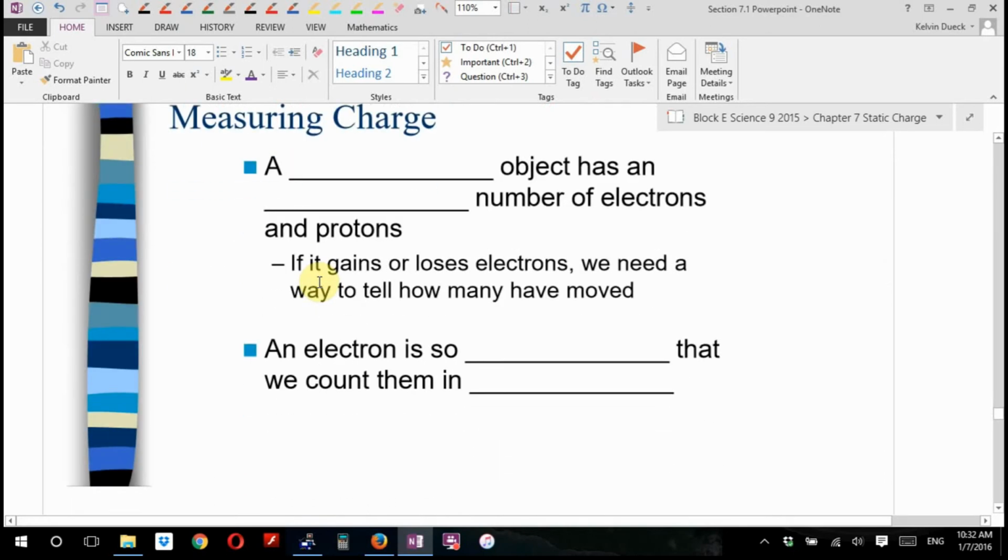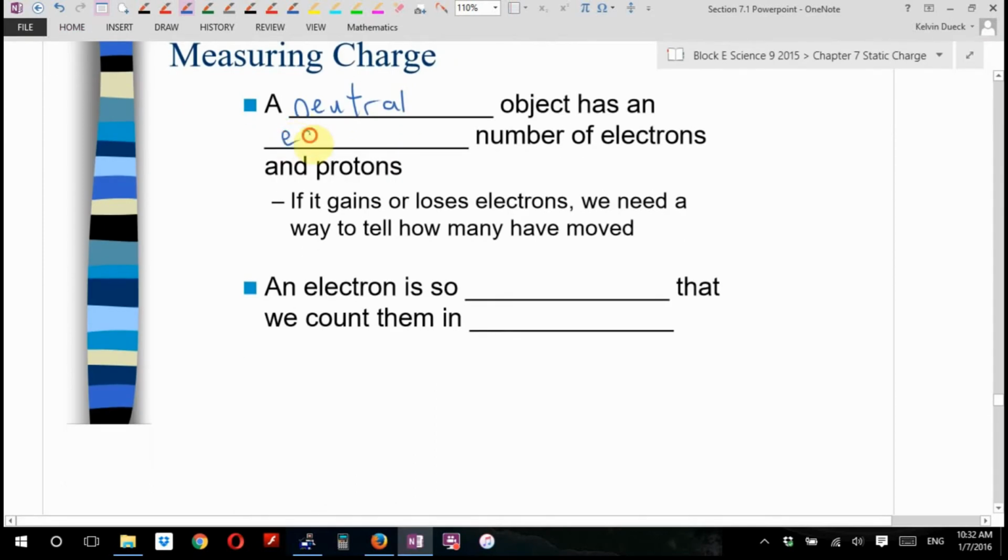So in our notes, and let me find where I left off with our notes. A neutral object has an equal number of electrons and protons. That's what neutral means. And if it gains or loses electrons, those of you that were standing on the chair touching the Van de Graaff generator, if you gained or lost electrons, we need a way to tell how many electrons have been moved, but we don't want to count them by electrons because we'd be having answers in the quintillions or heptillions. It'd be huge numbers. An electron is so small that we also, like eggs, count them in groups.